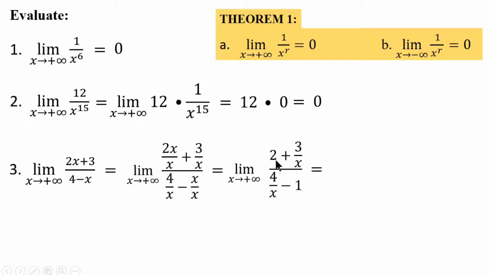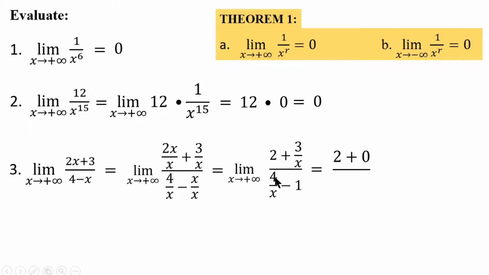The limit of 2 as x approaches positive infinity is 2, the limit of a constant, plus the limit of 3 over x is 0. We use this theorem: the limit of 1 or any number divided by x raised to r as x approaches either positive infinity or negative infinity is always equal to 0.